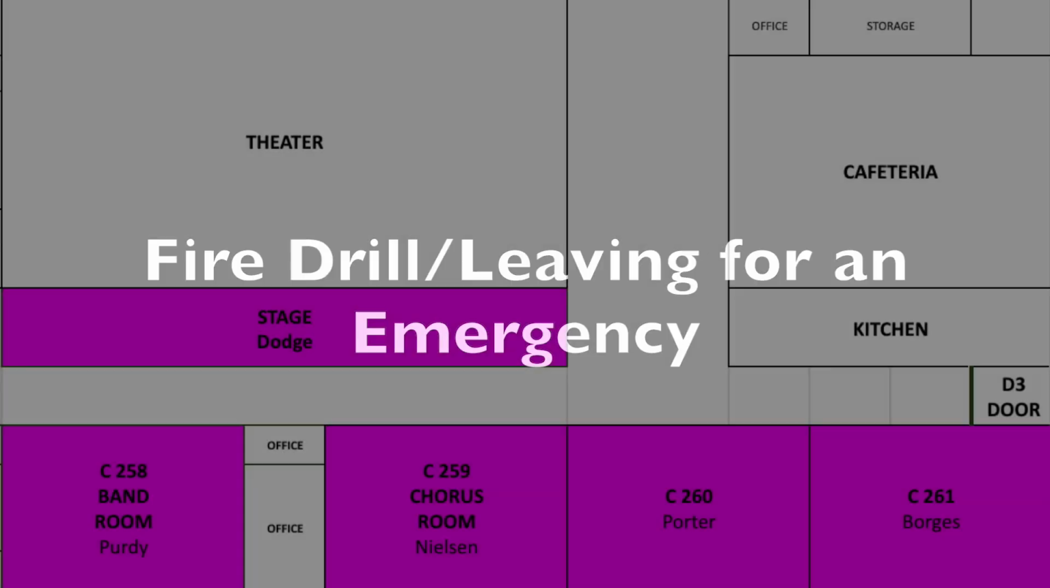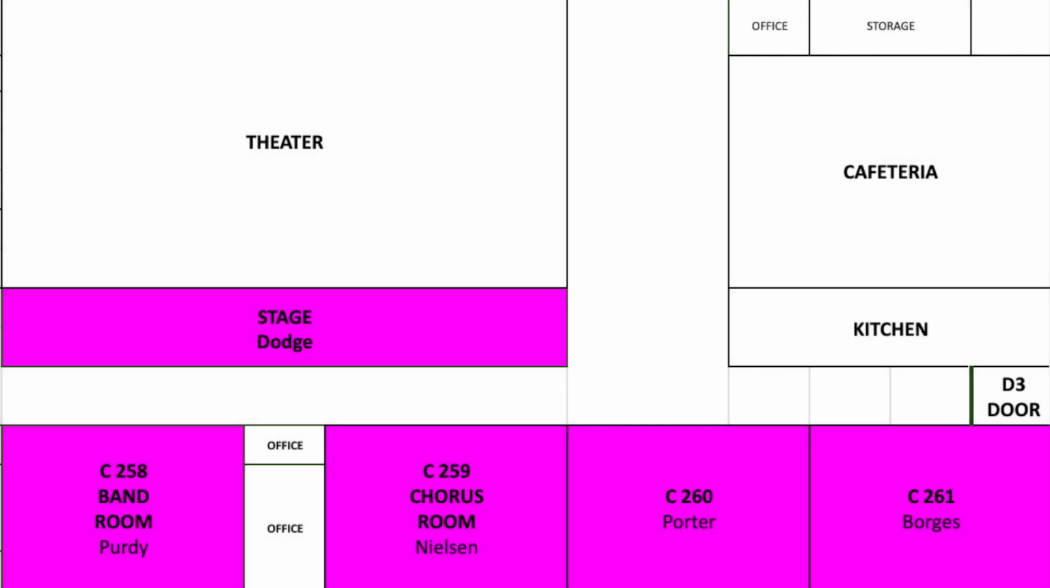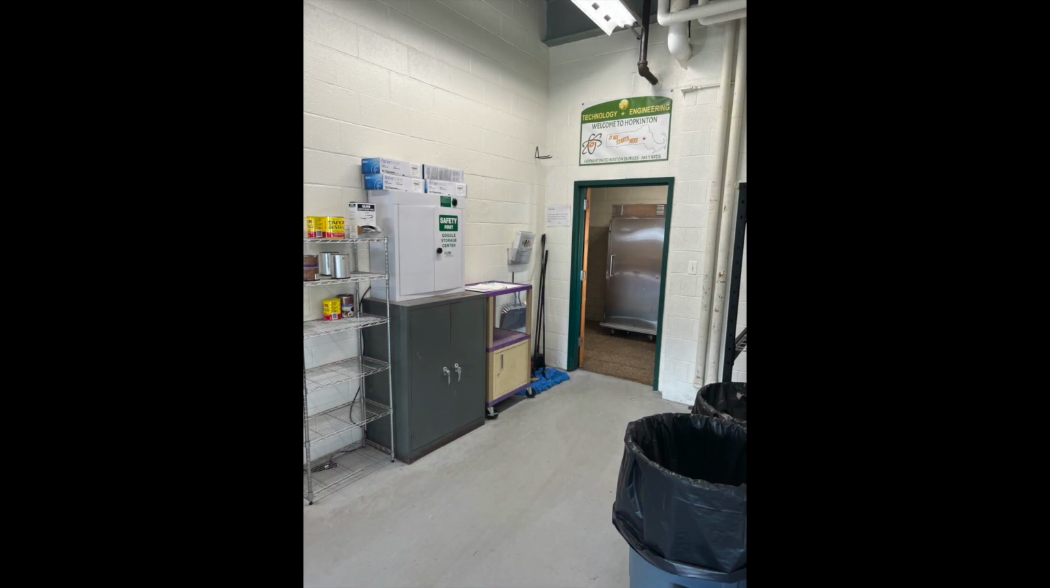If there is a fire drill or we need to leave because of an emergency, please exit the classroom and then exit the building through door D3. Once you are in the school parking lot, continue to the baseball field gate where all students will gather and be accounted for. Please remember to use this door when entering and exiting the classroom.